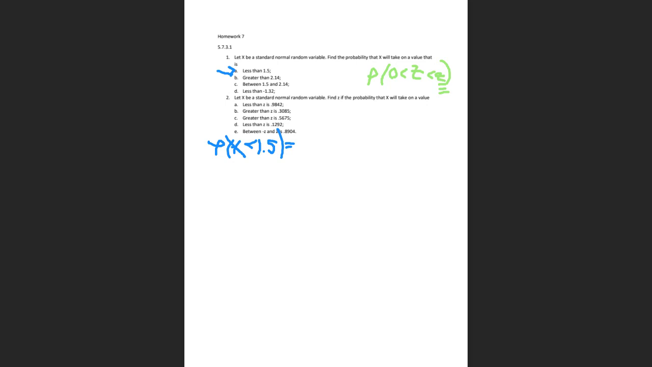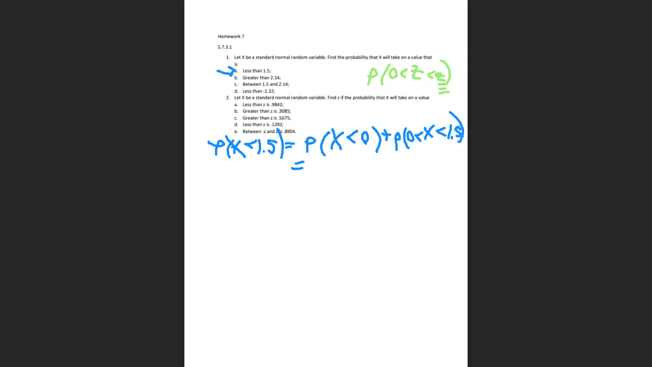So the probability that X is less than 1.5 is equal to the probability that X is less than 0 plus the probability that 0 is less than X less than 1.5. Do you agree? Yeah. Okay, good. What is the probability that X is less than 0? Do you know for standard normal X? We look at the table? No, you don't need the table for this.